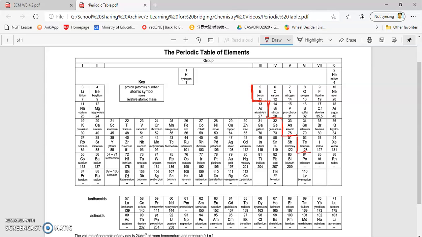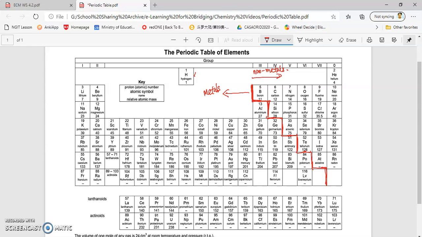Okay, now what's the point of drawing this staircase line? Do take note, anything on the left-hand side of this staircase line, they're all considered metals. Anything on the right-hand side over here, they're all considered non-metals. So left-hand side are metals, right-hand side are non-metals.